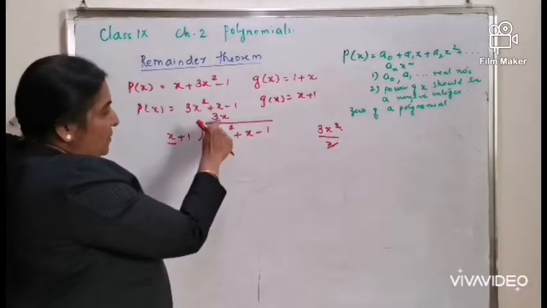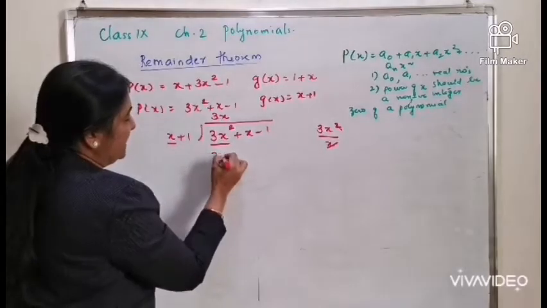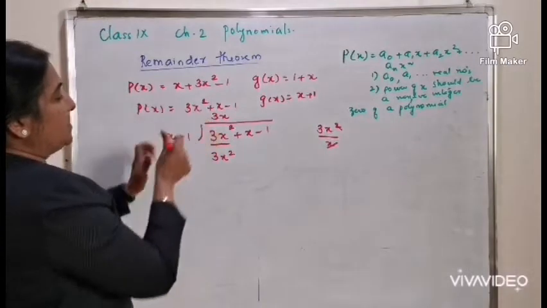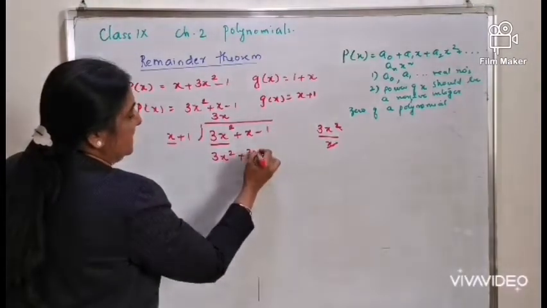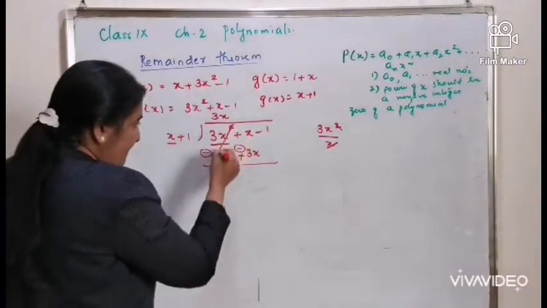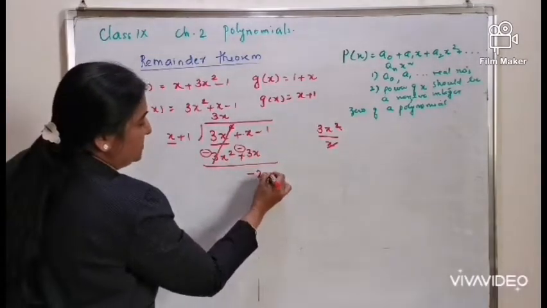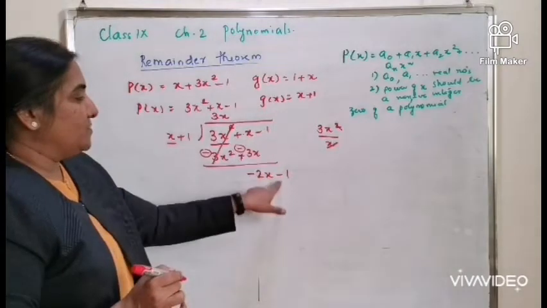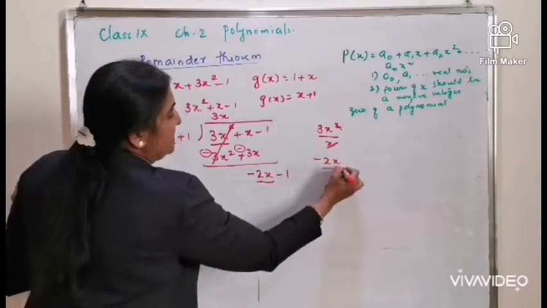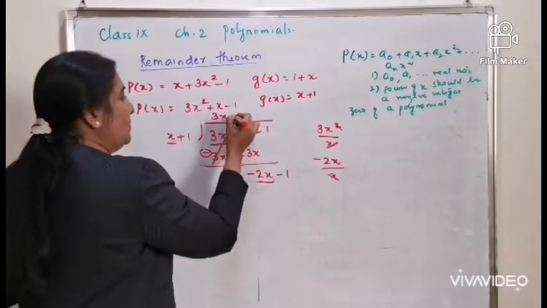The concept is you are multiplying this 3x with both the terms. The first term is already calculated. The second term, plus 1 into 3x, is giving you plus 3x. Subtracting, we have to change the signs. 1x minus 3x is giving you minus 2x minus 1. This minus 1 is brought down. The next step is minus 2x divided by x, which is giving you minus 2.